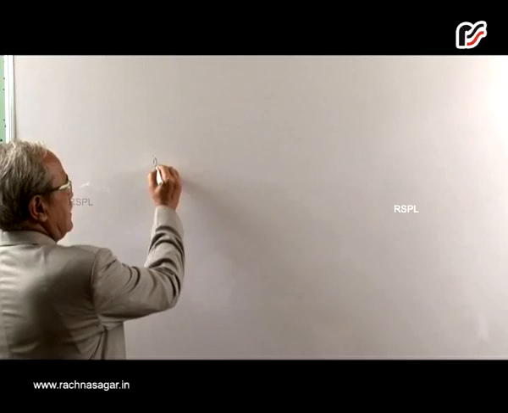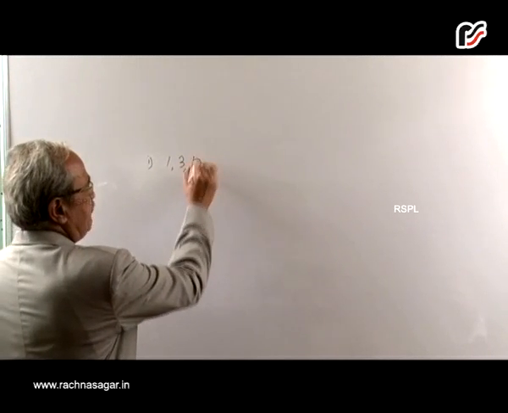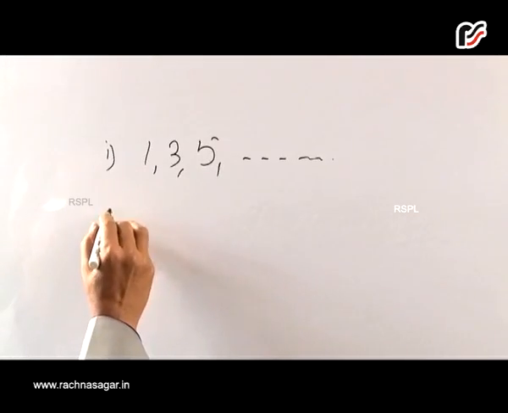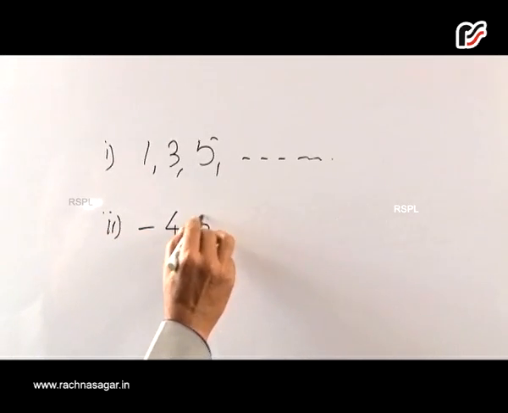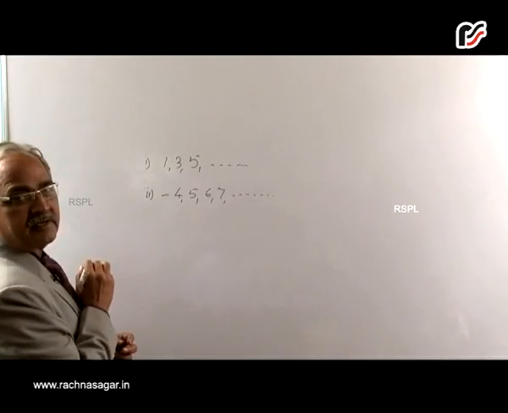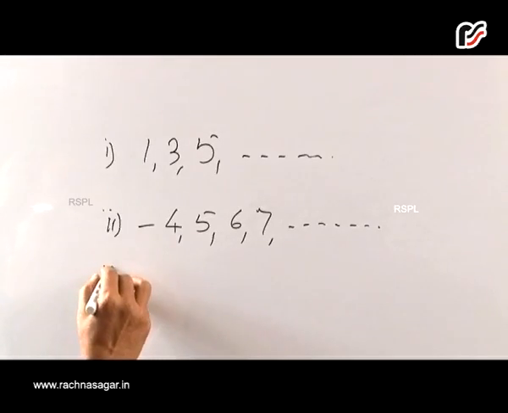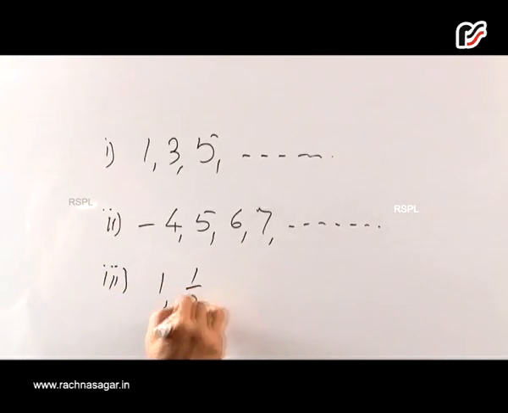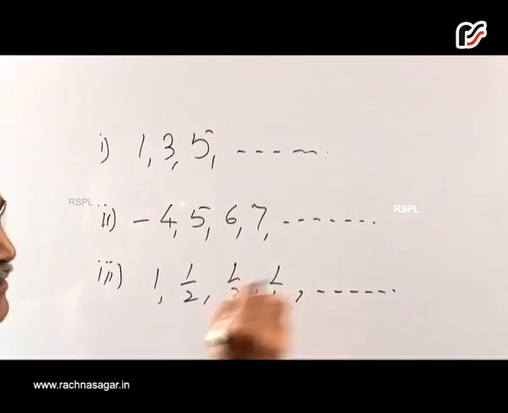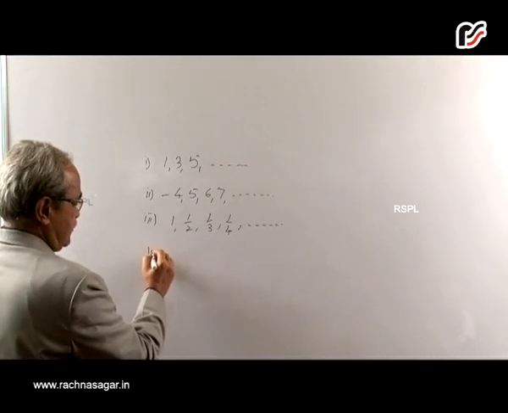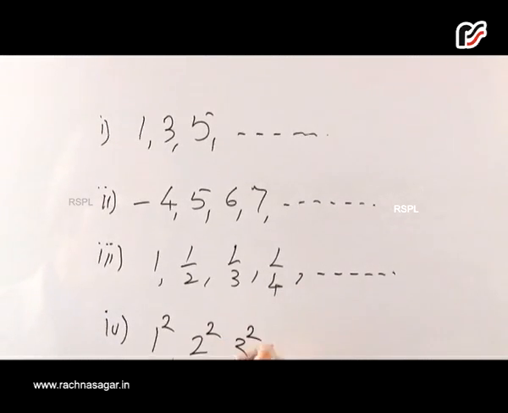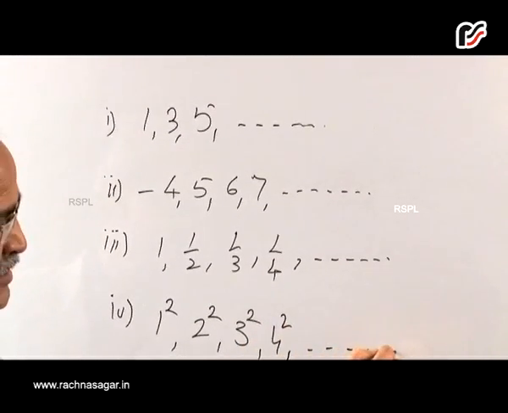For example, first, 1, 3, 5, and so on. Second, -4, 5, 6, 7, and so on. Third, 1, 1/2, 1/3, 1/4, and so on. Fourth, 1 square, 2 square, 3 square, 4 square, and so on.